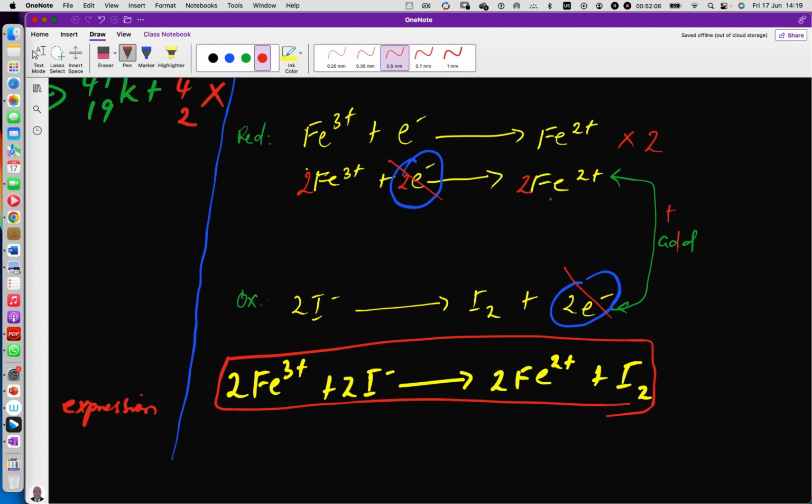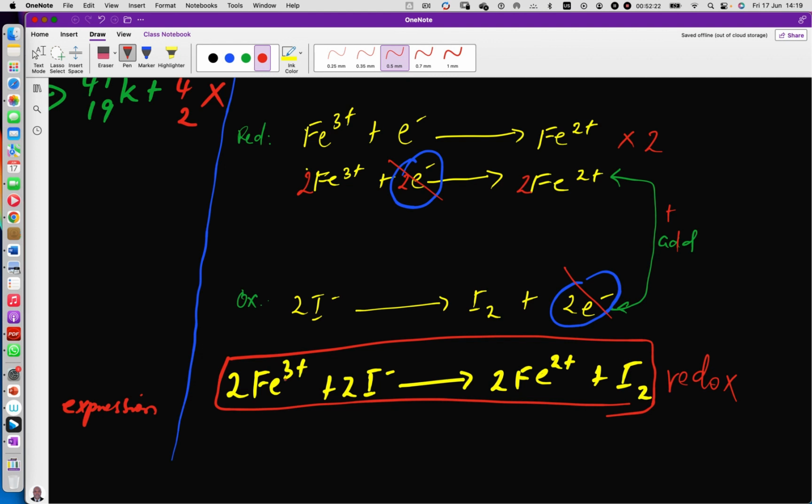To give iron(II) ions plus iodine. This will be the reaction. This will be the redox reaction.